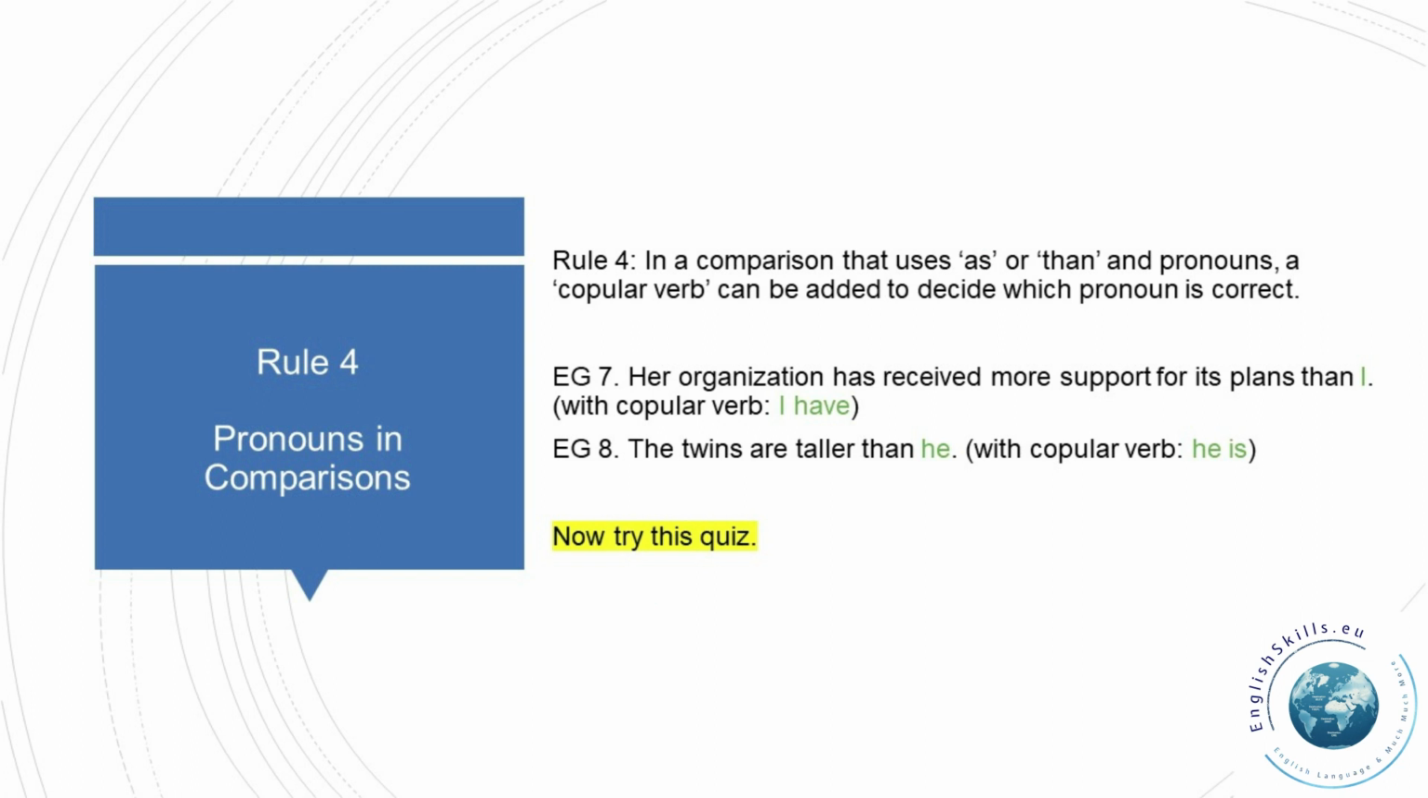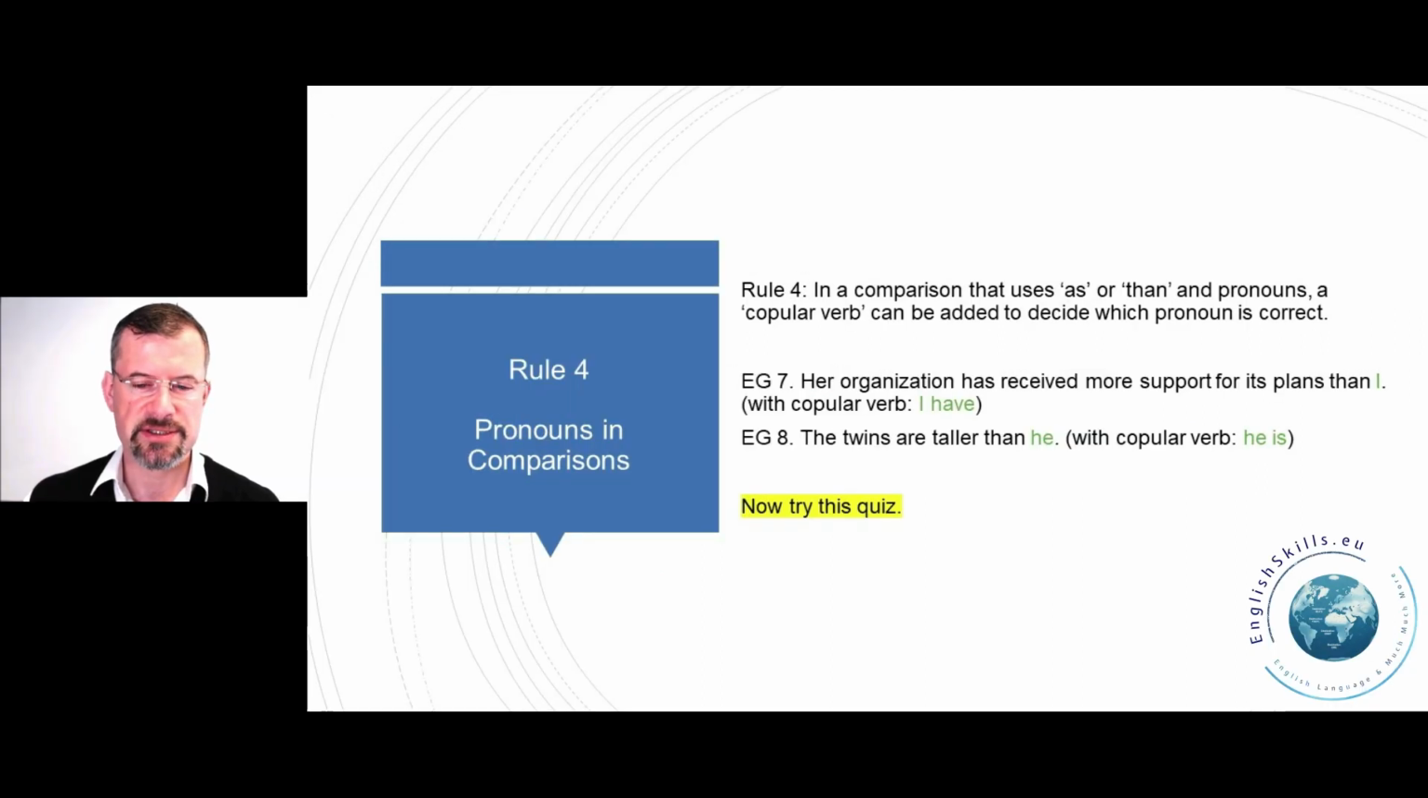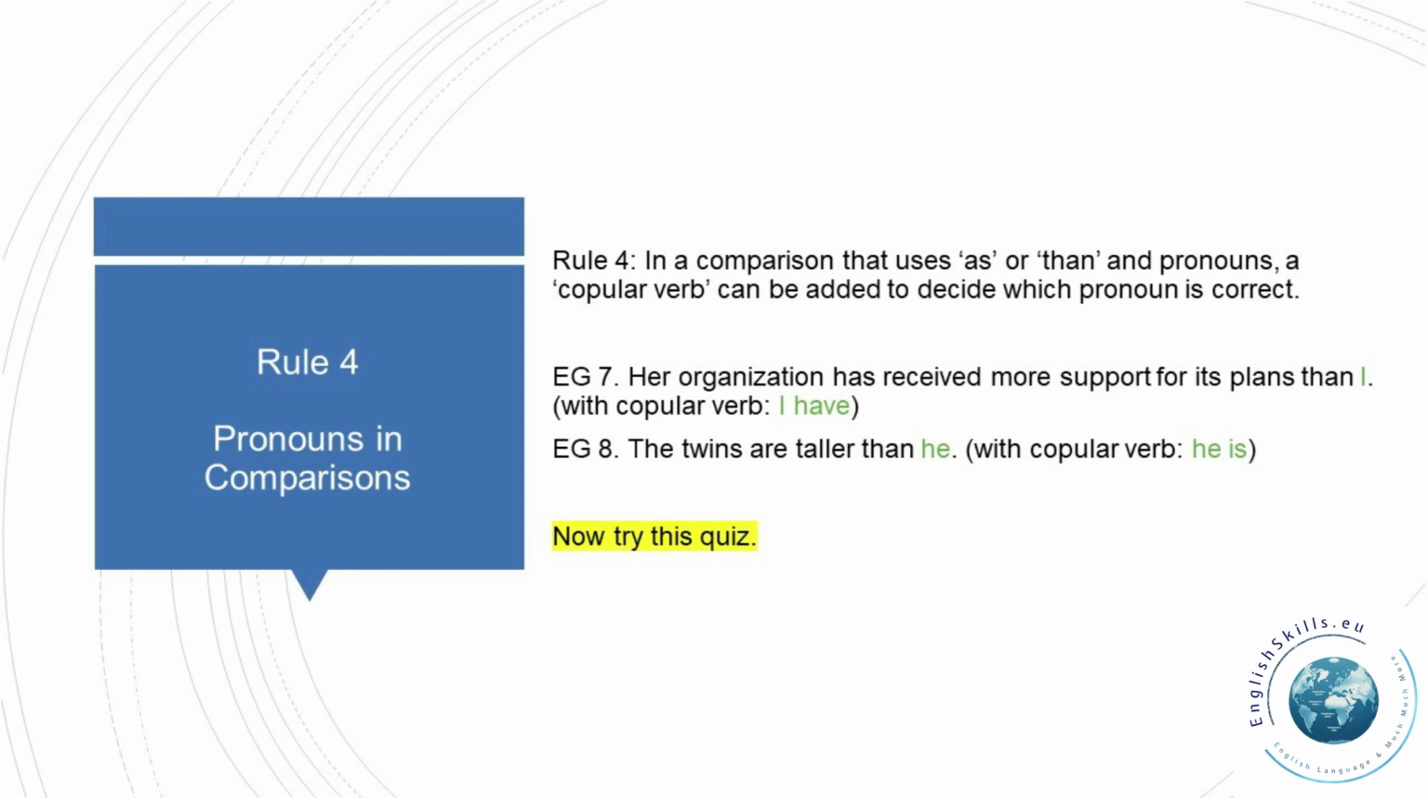Finally, rule 4, in a comparison, this is really important because we love making comparisons. It's a very useful way of improving your score and communicating the issues that you want to in your essays and when you're speaking. Rule 4, in a comparison that uses as or than and pronouns, a verb can be added to decide which pronoun is correct.